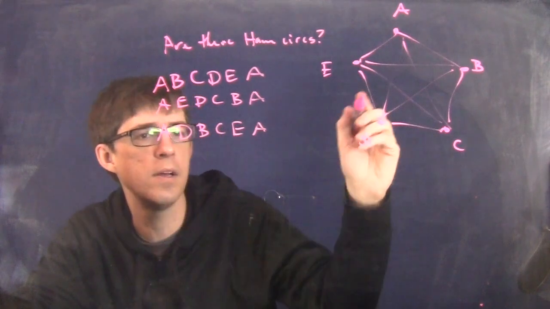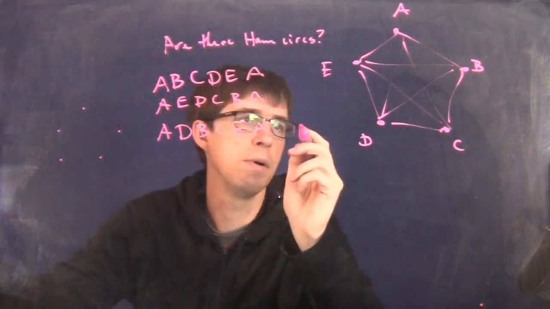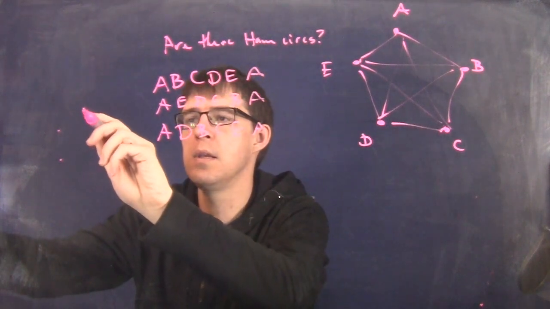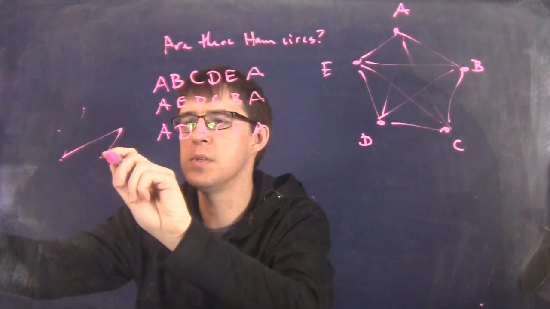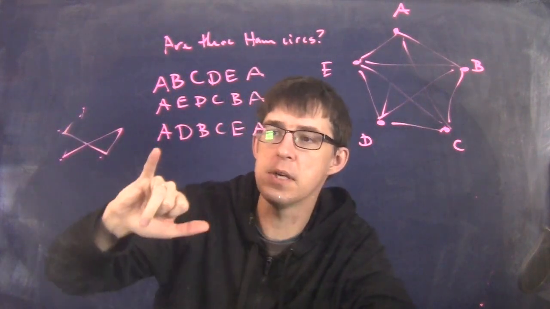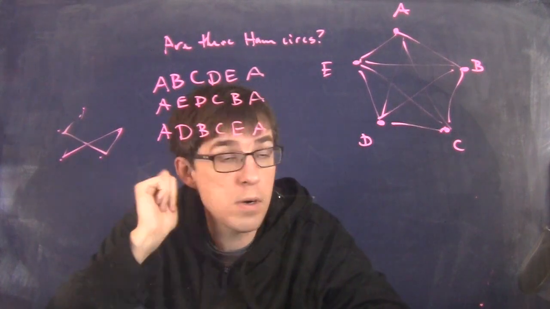What does that look like on the picture? So I'll draw that one over here, just so I don't have to screw up that picture. A, D, B, C, E, A. Right? This visits every vertex, and it is a circuit. All right? Can you see another one?